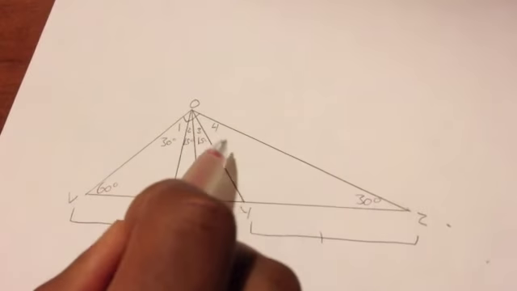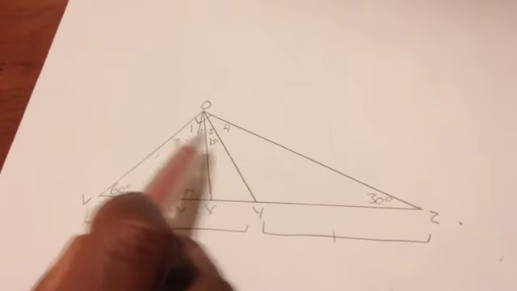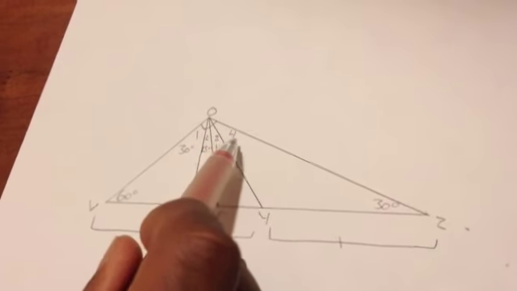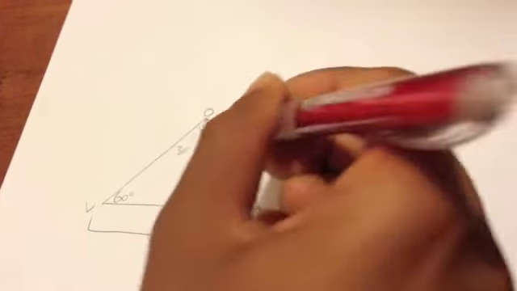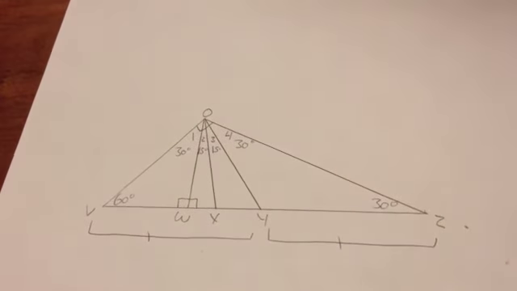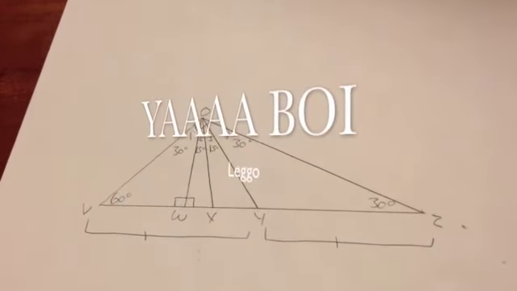Since we know the first three angles are equal to 60 degrees, and the whole angle itself is equal to 90 degrees, if we subtract, we come up with 30 degrees as the last angle. There you have it. This is problem 11.